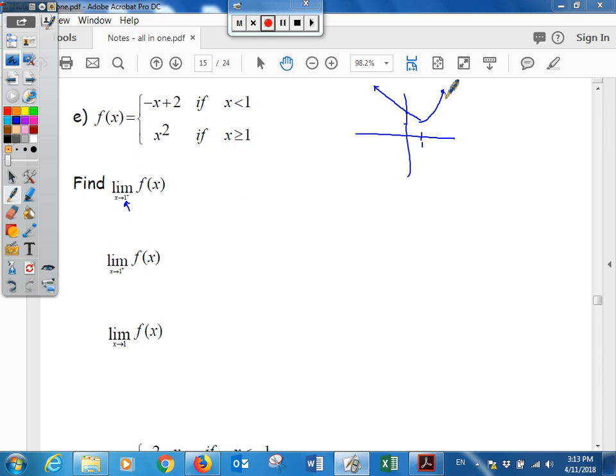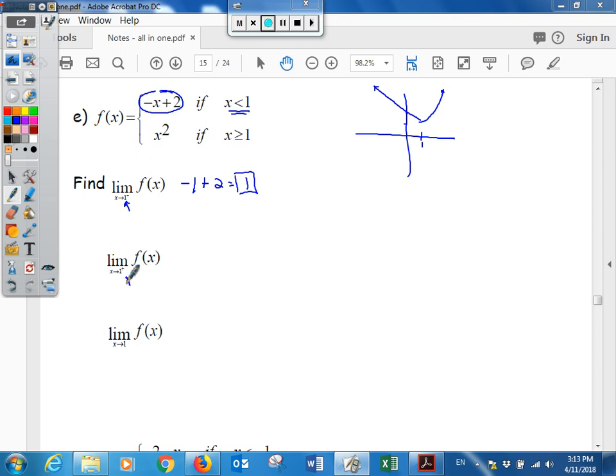parabola. So coming from the left, I'm going to plug the 1 into the equation that is to the left of 1. So negative x is negative 1 plus 2 equals positive 1. So my limit is a positive 1.